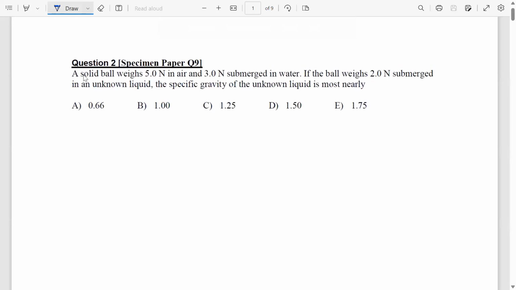Hey, this is from the worksheet on fluid mechanics. So a solid ball weighs 5 Newtons in air, 3 Newtons when submerged in water. That means that the upthrust is equal to 2 Newtons.